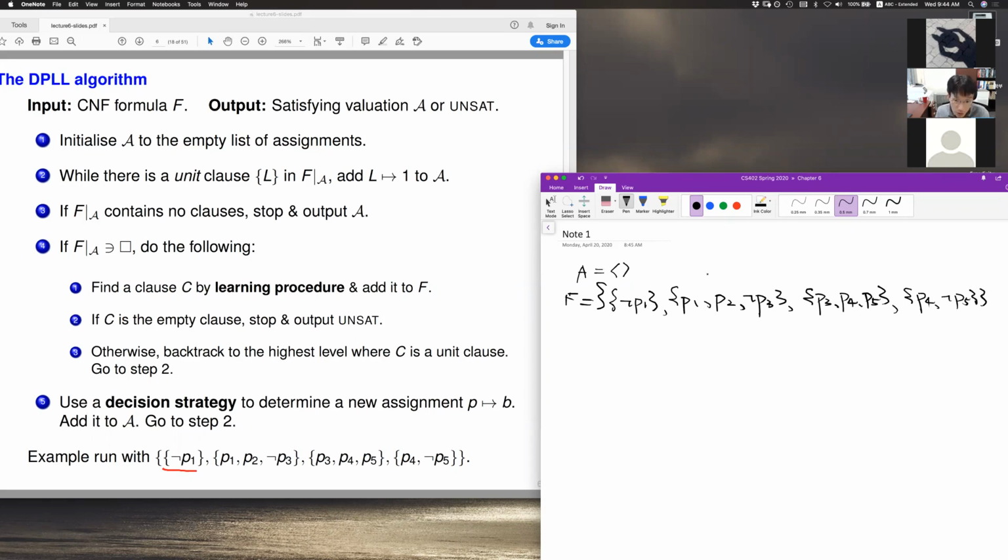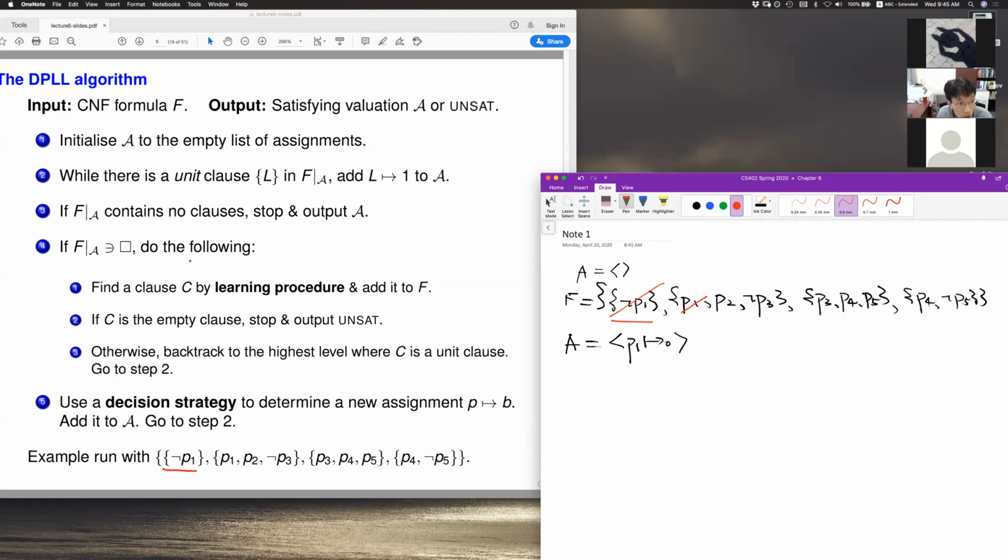Step 2 tells us to look at all the unit clauses. This is the first unit clause, so we extend A. After the extension, A becomes P1 equals 0. If you simplify F under A, this clause will disappear, and this particular literal will disappear from this clause because P1 is bound to 0. That's all we can do, and F doesn't contain any more unit clauses.